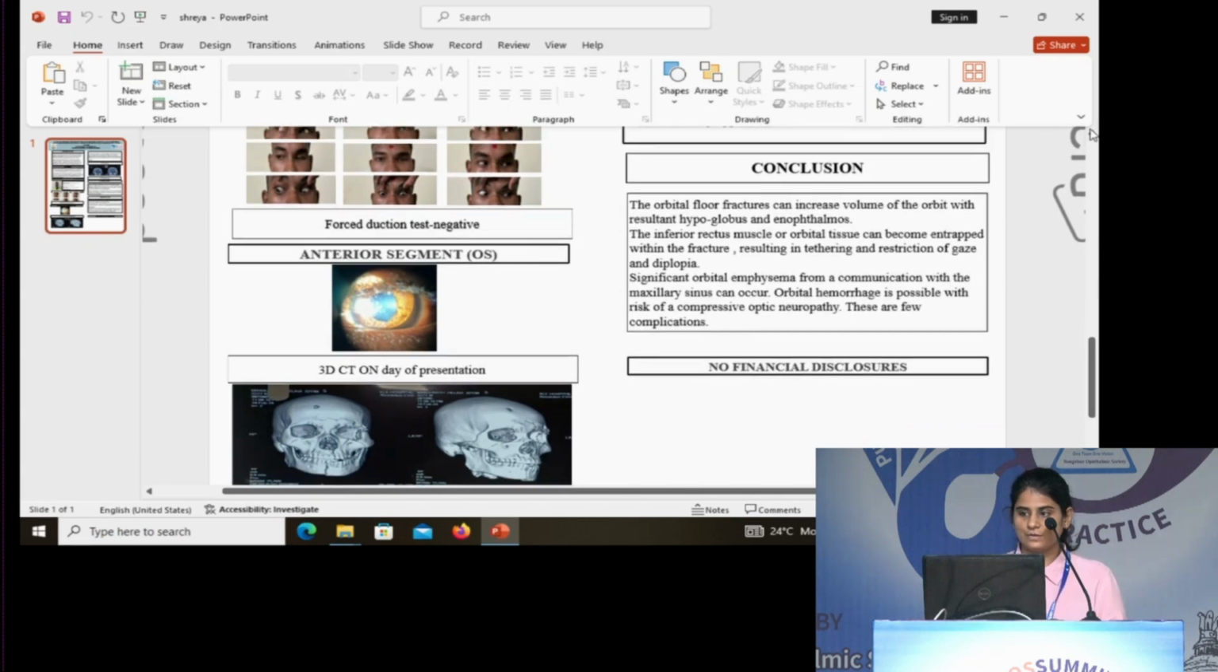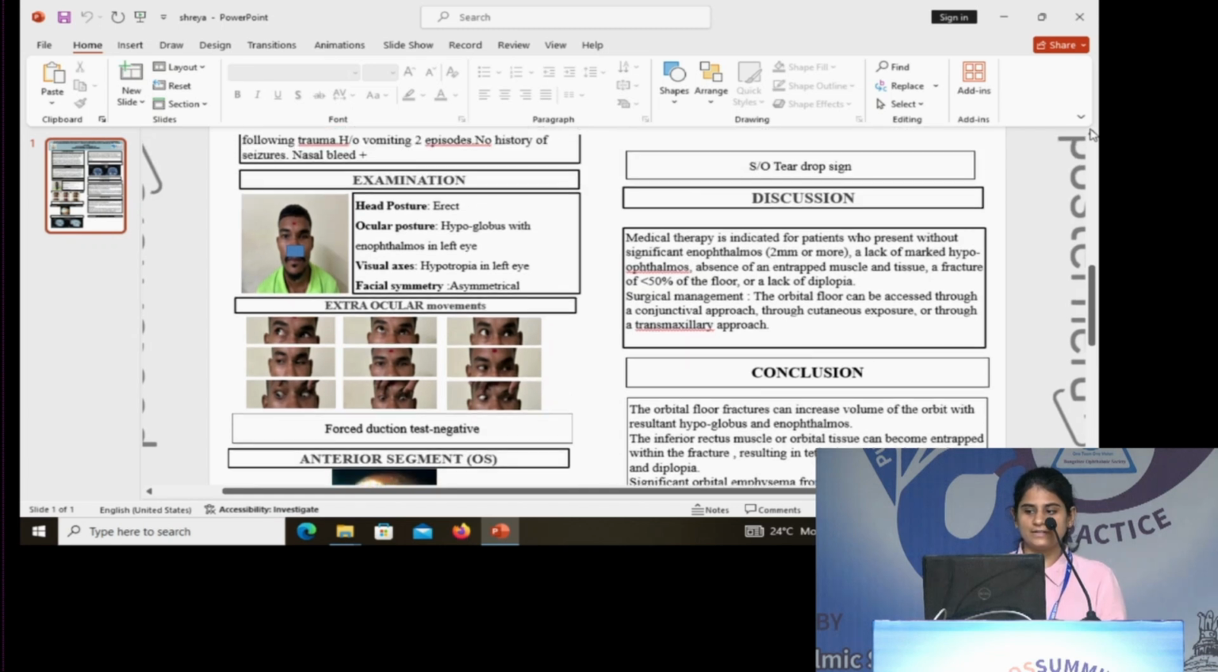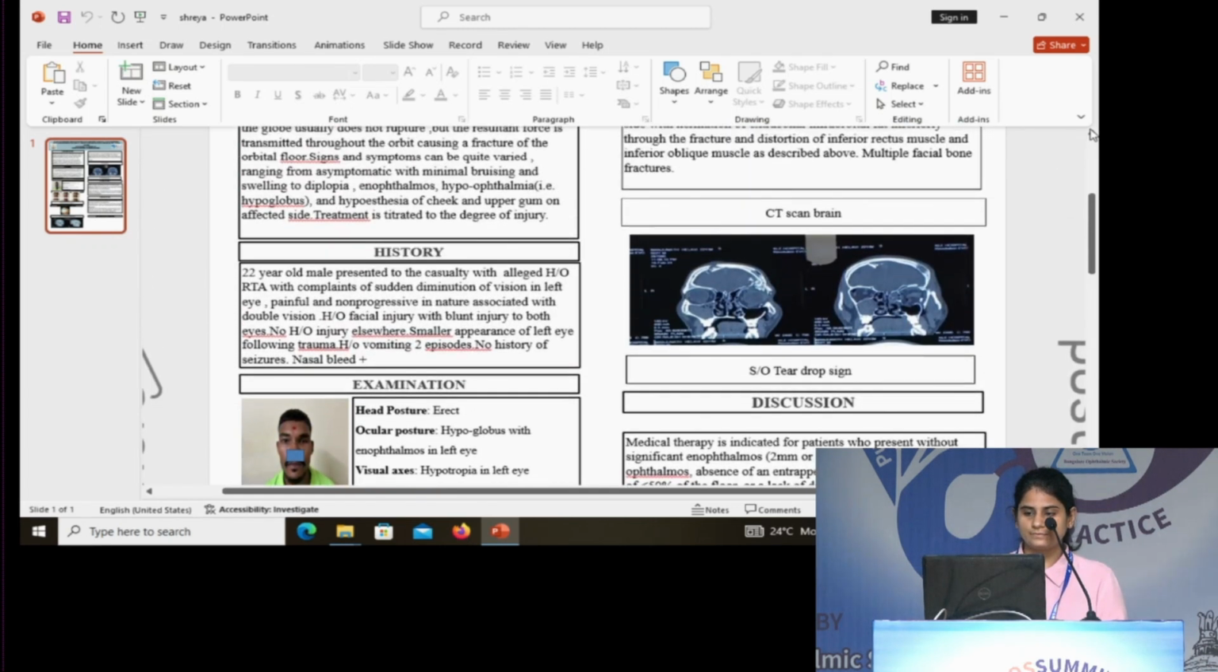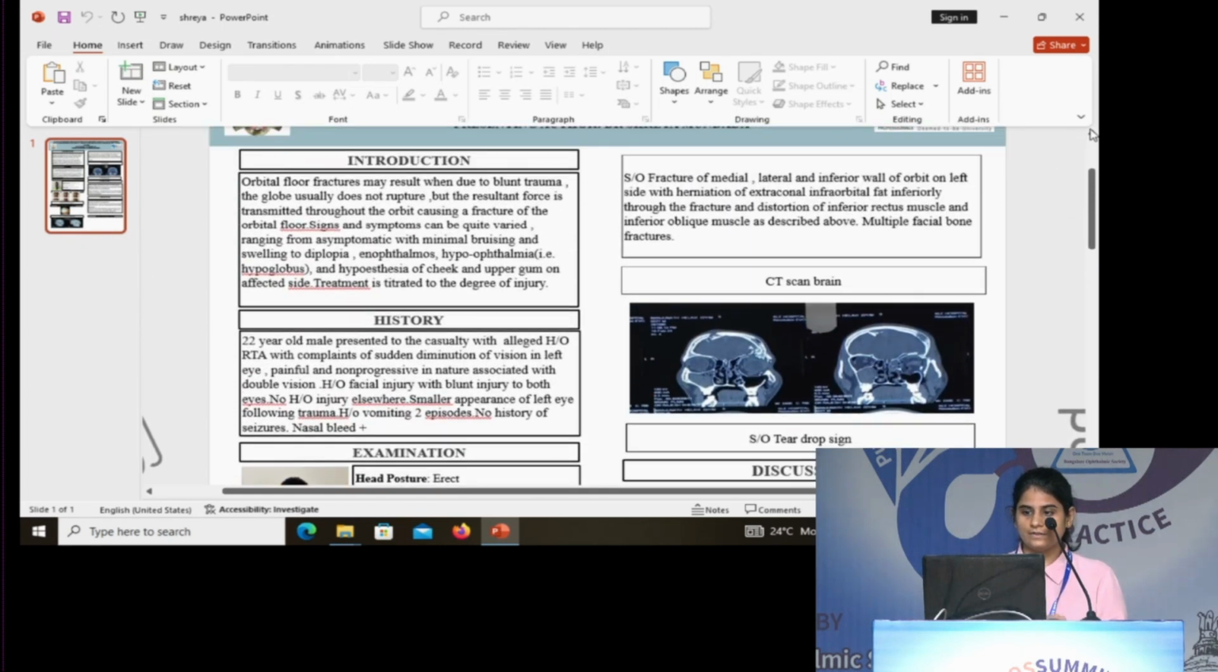was suggestive of fracture of the medial, lateral, and inferior wall of the orbit with herniation of extraconal infraorbital fat inferiorly through the fracture and distortion of the inferior rectus muscle and inferior oblique muscle. Multiple facial bone fractures were noted. CT scan brain was suggestive of teardrop sign.